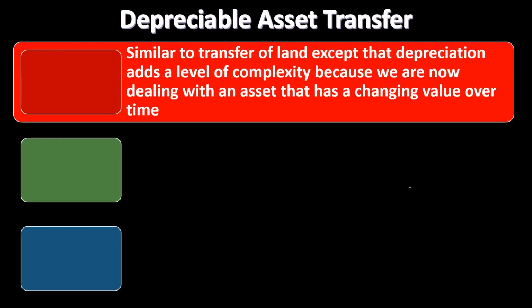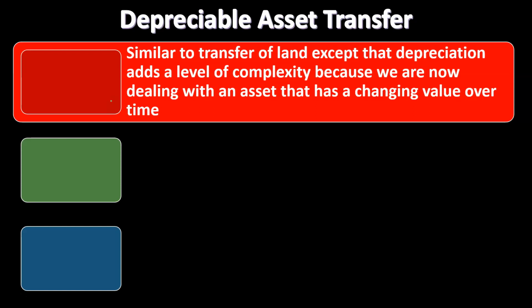In prior presentations, we talked about the transfer of land and we talked about the transfer of inventory. So the depreciable assets are going to be similar to the transfer of land, but now we've got that added depreciation we're going to have to deal with. Depreciation adds a level of complexity because we are now dealing with an asset that has a changing value over time. So we're going to have to deal with the depreciation, the accumulated depreciation that's going to be involved in the original sale that takes place.